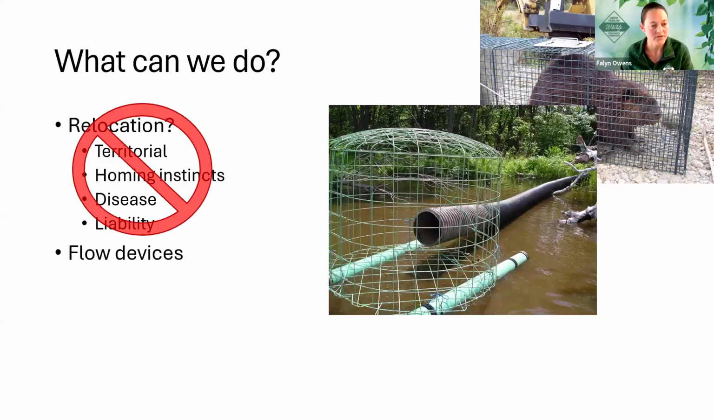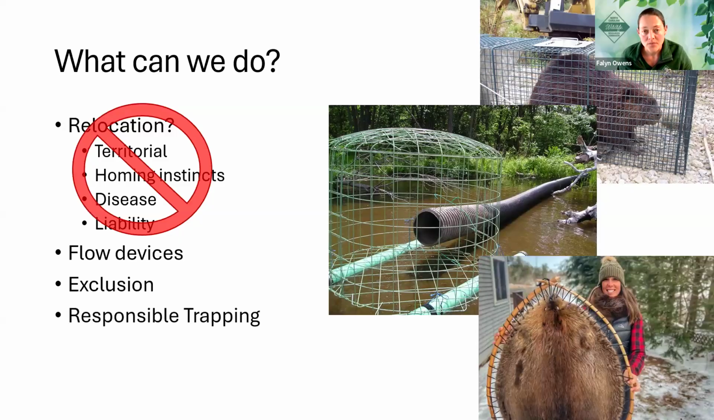So, other options are mostly going to involve either flow devices, which kind of trick the beavers into not continuing to build dams while also allowing the water levels to flow normally. Then exclusion, which is physically keeping the beavers out of areas where they're causing problems. And then responsible, modern, regulated trapping is also an option here in North Carolina. And I'm going to go into each of these in a little bit more detail.